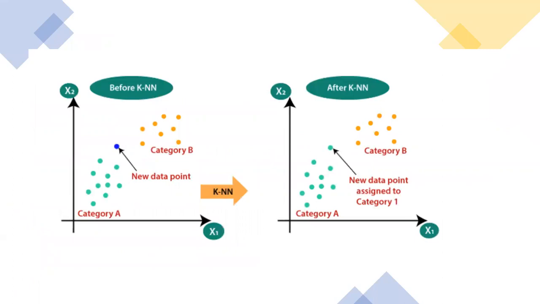Hi, now we can see an example of two data sets, category A and category B. Consider that new data is entering between the two data sets. Now we need to decide which data set the new data belongs to. So we are using K nearest neighbor for this. According to K nearest neighbor, the new data belongs to the data set it is nearest to. So the new data is nearer to category A, and therefore it belongs to category A.